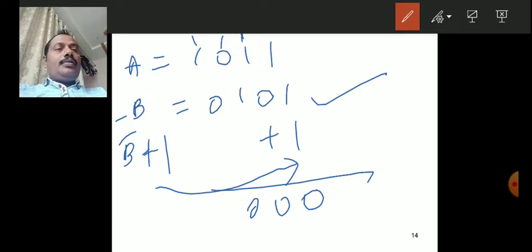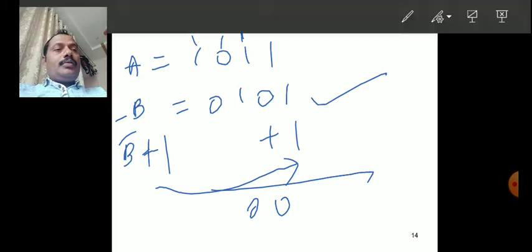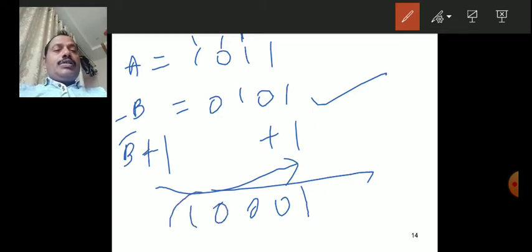Here, this is 1. This is 1. 1 plus 1 plus 1, it is 1, 1. So carry 1, sum 0. 1 plus 1, carry 1, sum 0. Next, 1 plus 1, carry 1, sum 0. So this is the final carry which should be avoided.